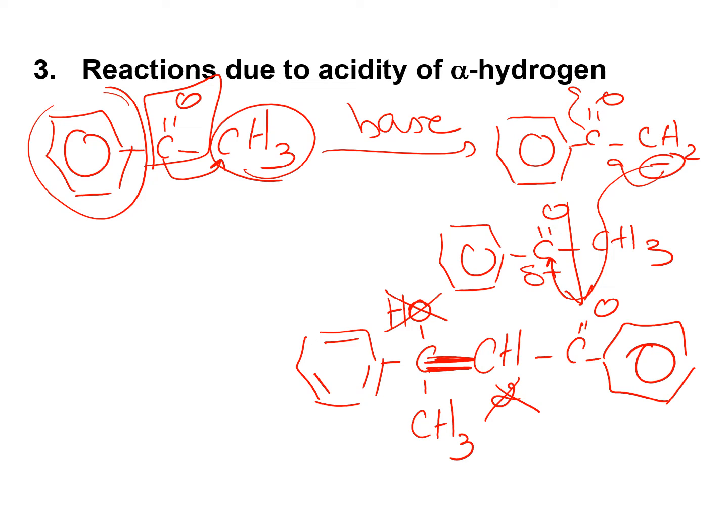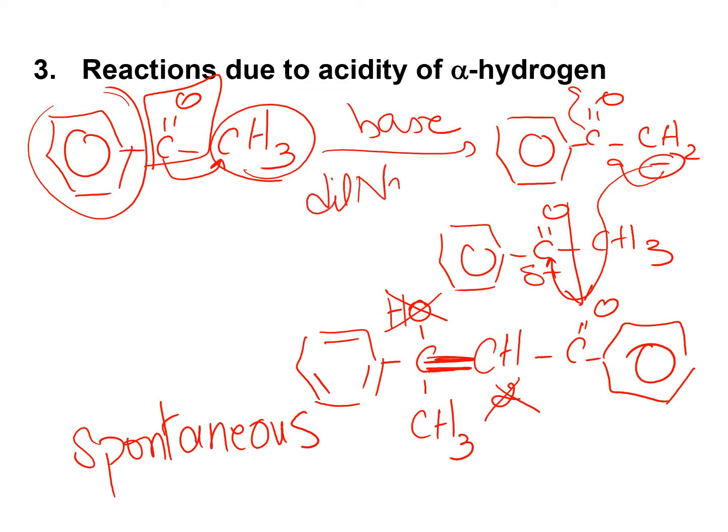And accordingly, this dehydration is spontaneous. It takes place without adding an acid and without warming. It takes place spontaneously, even if we do not interfere and we do not do anything. So the base usually used during aldol condensations is dilute sodium hydroxide, which is a 10% sodium hydroxide. So if we say 10% or we say dilute sodium hydroxide, then we are probably dealing with aldol condensation.